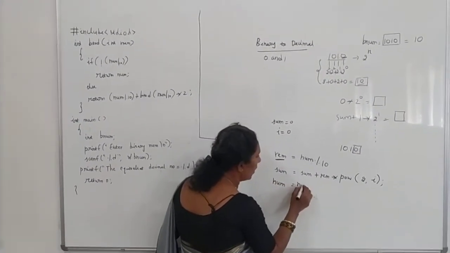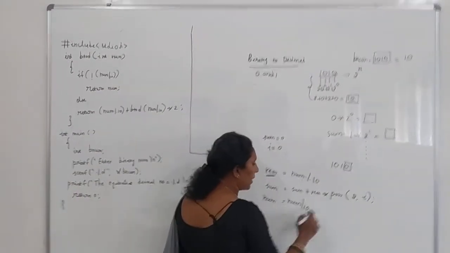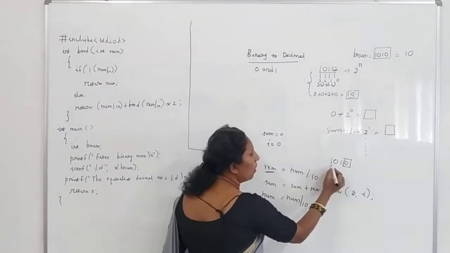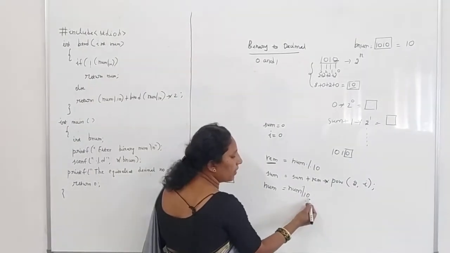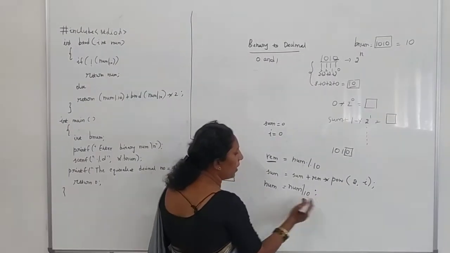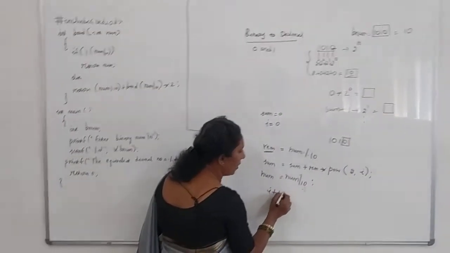Next, num is equal to num divided by 10. So that means I need the next number, which should be 101. In order to get that, what should I do? I should divide that number by 10. Then after that, what do I need to do? I need to increment the i.